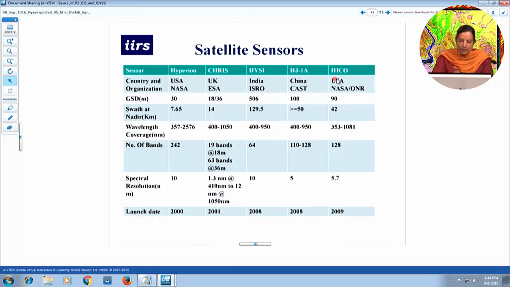US has launched another one, HICO, which has a 90 meter spatial resolution, 42 kilometer swath, again in the visible near infrared region up to 1081, 128 bands, and 5.7 is the bandwidth.